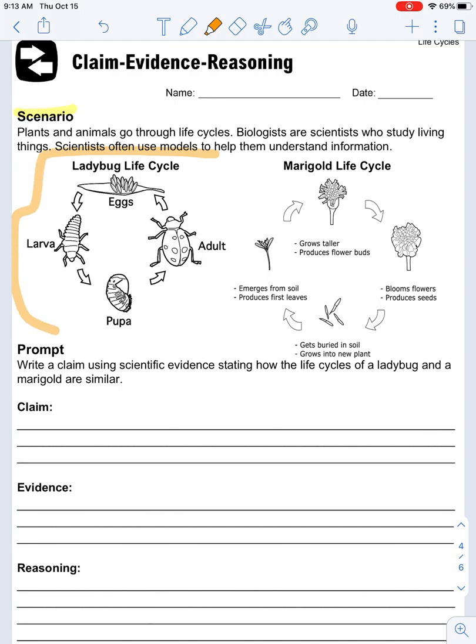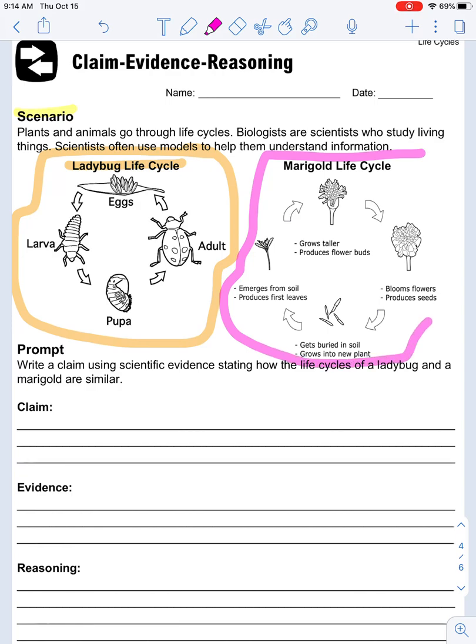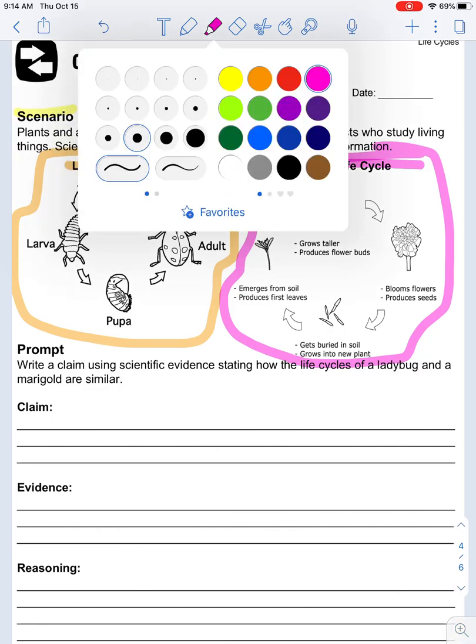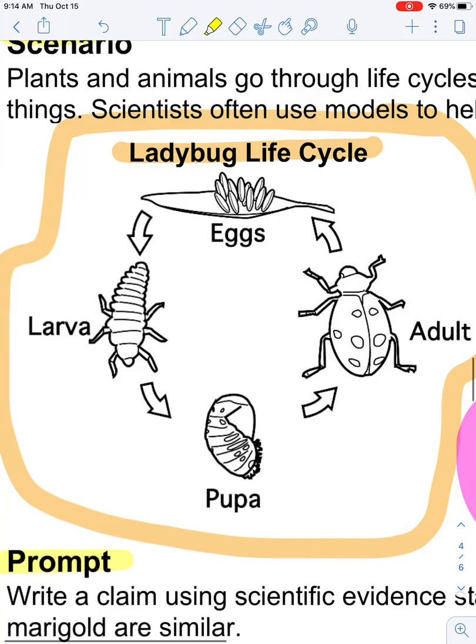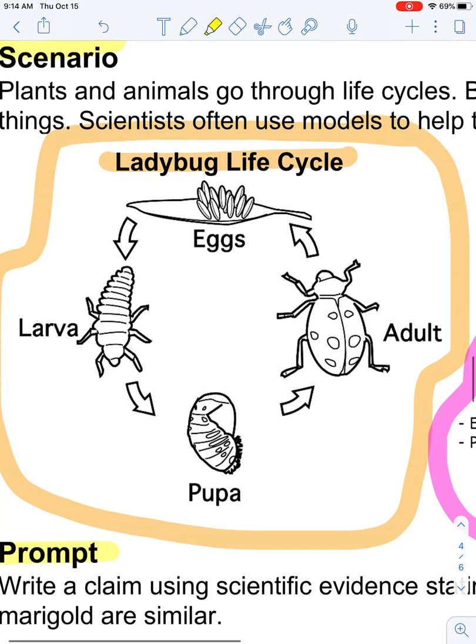We have this model, which is labeled Ladybug Life Cycle, and we have this model, which is labeled Marigold Life Cycle, okay? Now, before I even go down to the prompt, which is below, that's like our question, I'm going to make sure I actually look at these two models. So let's zoom in and look at the Ladybug Life Cycle.